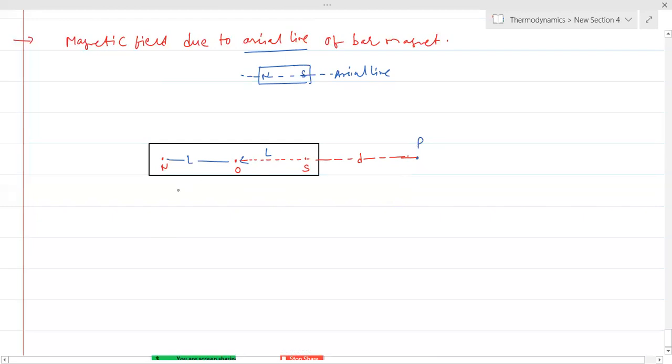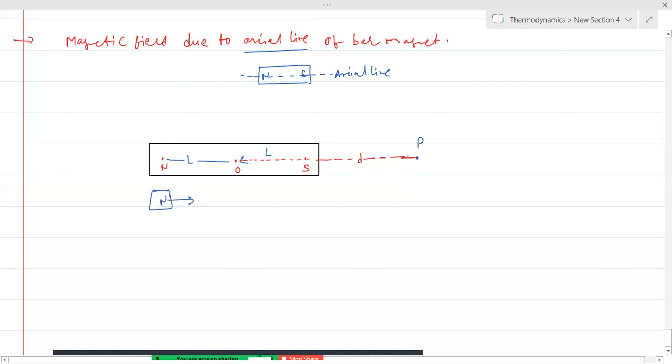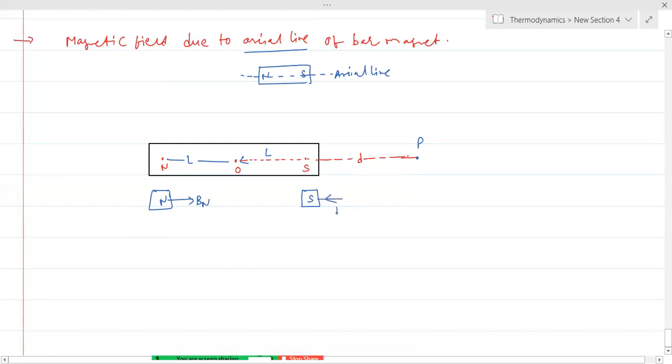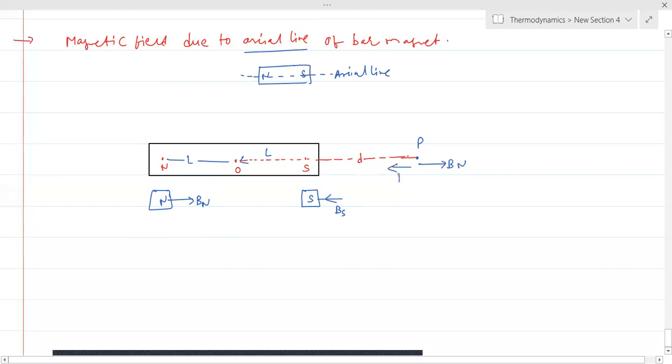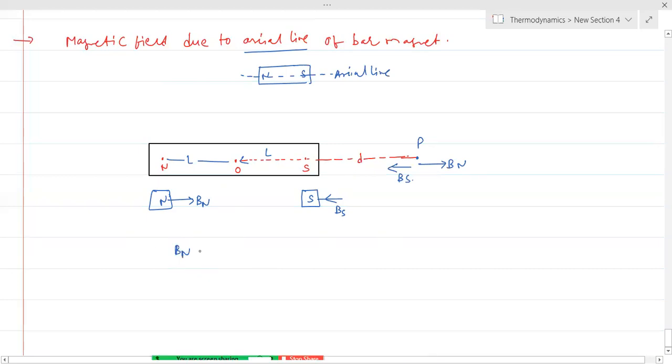At the point P, we take the magnetic field due to the north pole. When we think of only the north pole, the magnetic field is away, so BN is towards the right side. When we think of only the south pole, the field is towards it, according to our previous basics. We will use both of them. So BN lies in this way and BS lies in the opposite way.